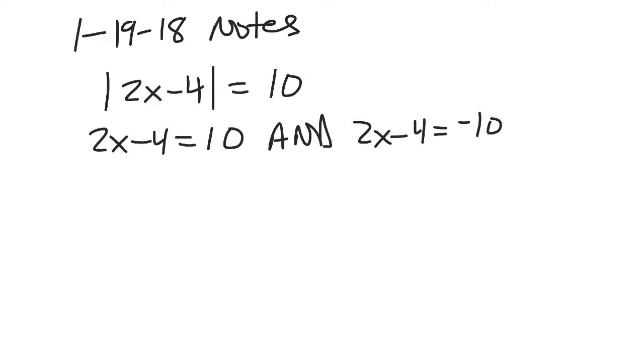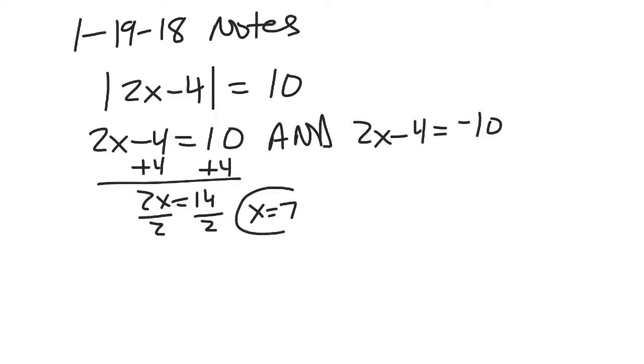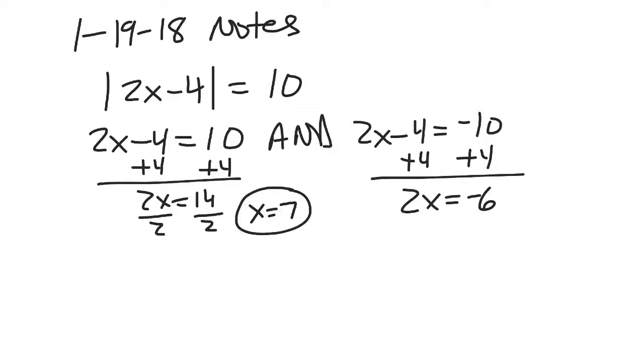And now we'll just use our algebra skills to solve for x. So we'll add 4. 2x is equal to 14. Divide by 2. And x is 7. And on the other side, we'll add 4, and we'll get 2x is equal to negative 6, and we'll divide by 2, and we'll find x is negative 3.